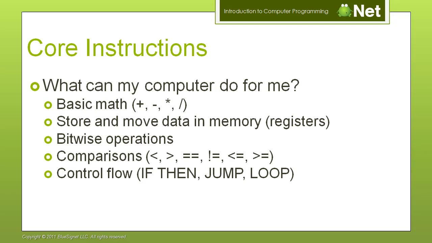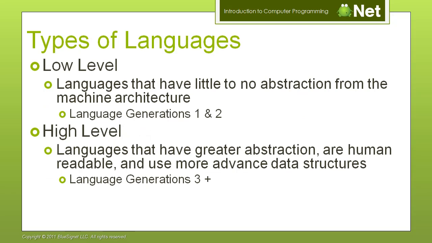Brian and I also wanted to discuss the two fundamental types of languages. We want to discuss the low and high level languages. The low level languages, even within these, there are subsets. But generally speaking, a low level language is some sort of language that has little to no abstraction from the machine architecture. It's not human readable.